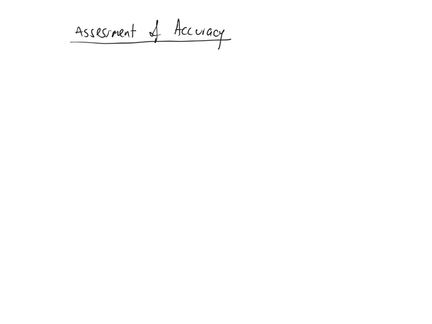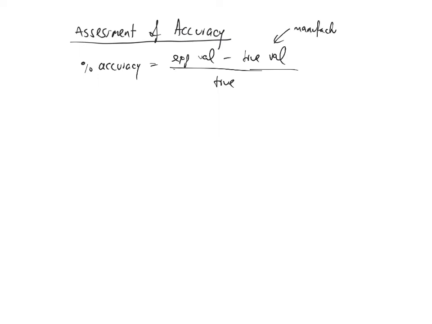We also can do an assessment of accuracy, and in the assessment of accuracy, we're going to calculate the percent error or percent accuracy. They're synonymous, which is typically the experimental value minus the true value, divided by the true value. So typically when we do accuracy, we need to know what the true value is. Now, for the true value, we use the manufacturer's indicated value. And for the experimental value, we're going to use the actual volume that we determined in the experiment.